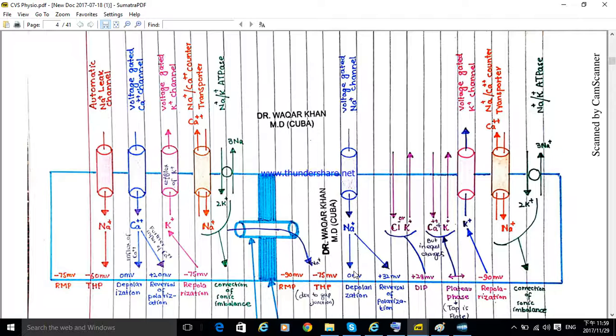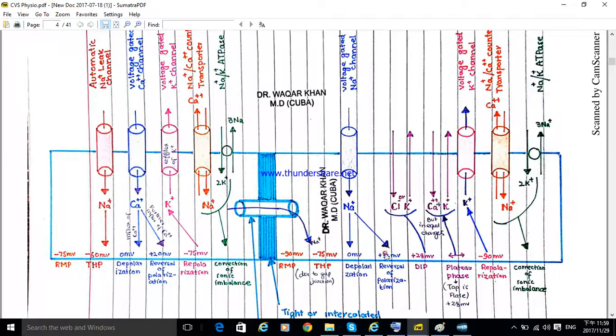At 0 mV there is neither positive nor negative charge, and this is called depolarization. It will keep coming inside until it reaches a point of plus 32 mV, and this is called reversal of polarization, because there is a reversal of its original polarity from negative to positive.